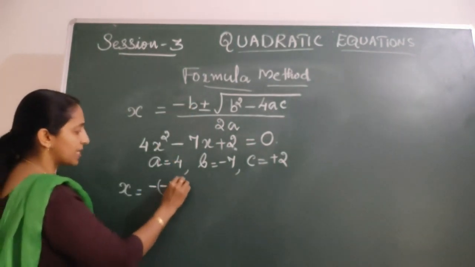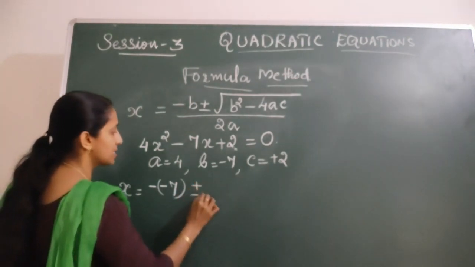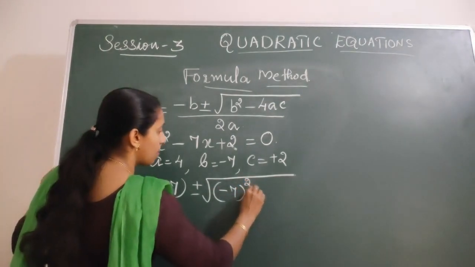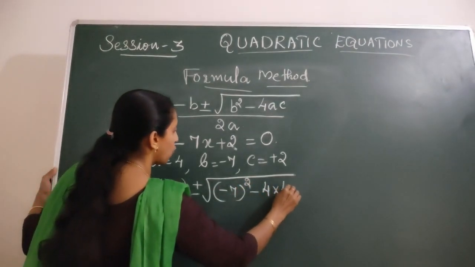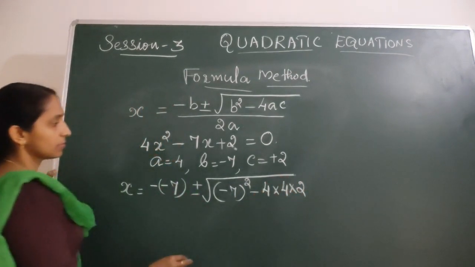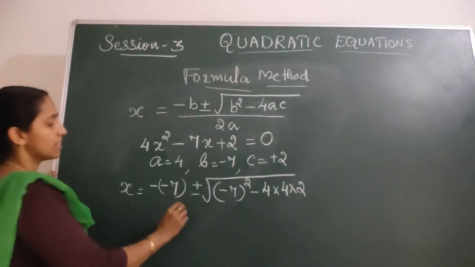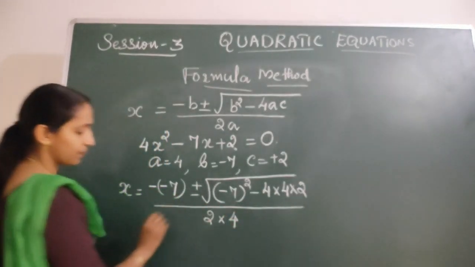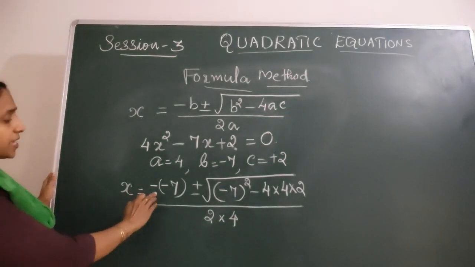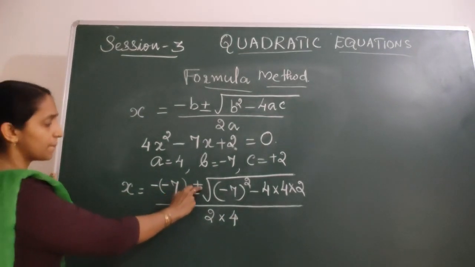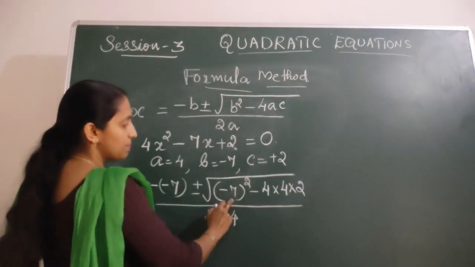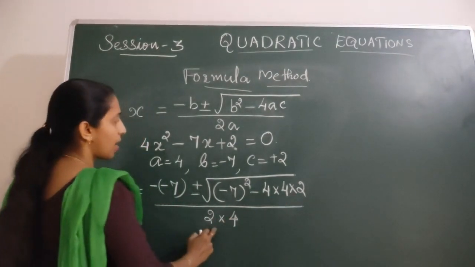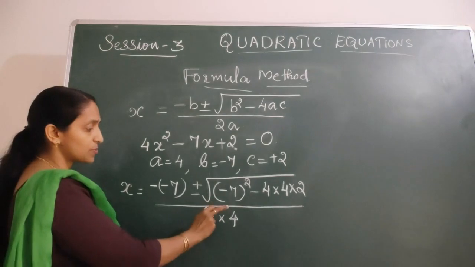So minus of minus 7 plus or minus under root minus 7 the whole square minus 4 into 4 into 2, upon 2a, that is 2 into 4. So you are getting minus of minus 7 plus or minus under root b square minus 4ac upon 2a. We have substituted the values.